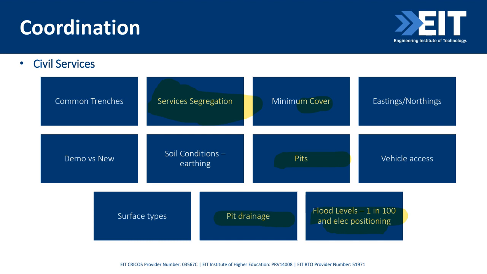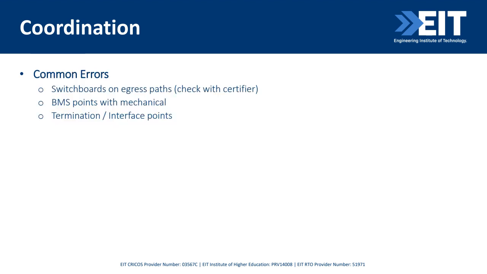So some common areas we see: switchboards on egress paths. You can't have a switchboard where people need to evacuate unless you can prevent smoke from filling that evacuation path. We often need to coordinate with mechanical. If they need to monitor anything on the building management system, we need to tell them. And in general, at the more points we coordinate, we need to know whether other services are stopping and where electrical is starting, or vice versa.